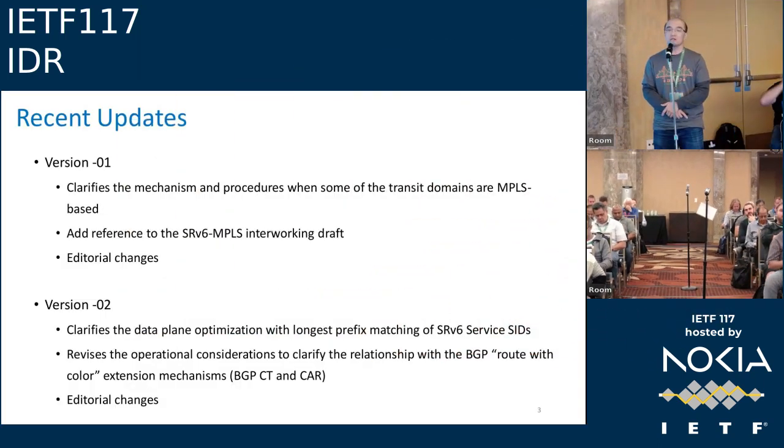So here are some updates about the drafts in the recent versions. In version 01, the changes are mainly some clarifications about the mechanism and the procedures when some of the transit domains are MPLS-based. So it does not only support IPv6 networks, it can also work in a network with both SRv6, IPv6, and MPLS. It also adds reference to the SRv6 and MPLS interworking draft.